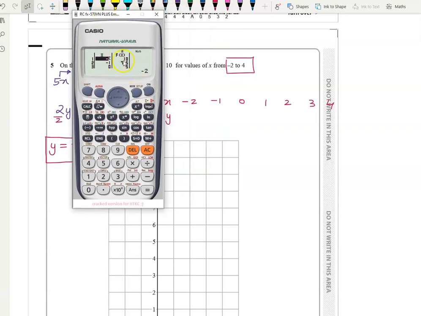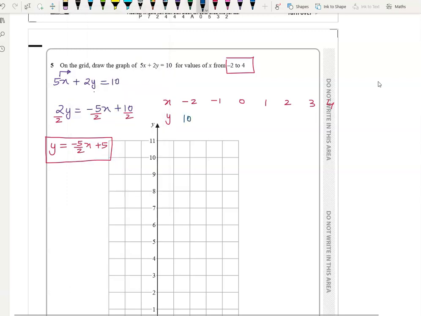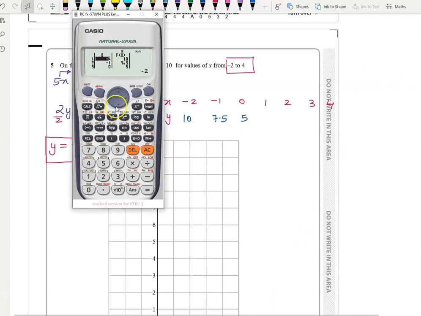At minus 2 it is 10, at minus 1 it is 7.5, and at 0 it is 5. So let's note it down: 10, 7.5 and 5. And for the last 4, let's scroll down.